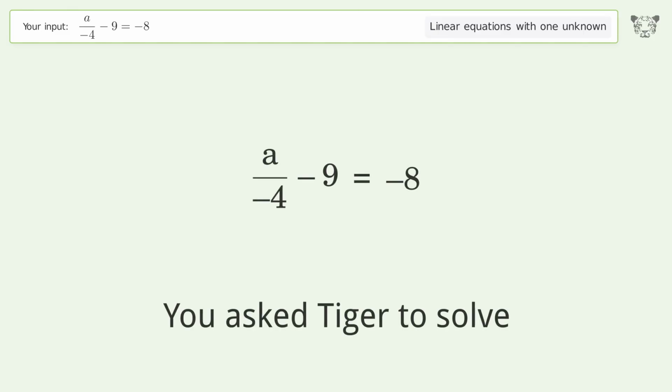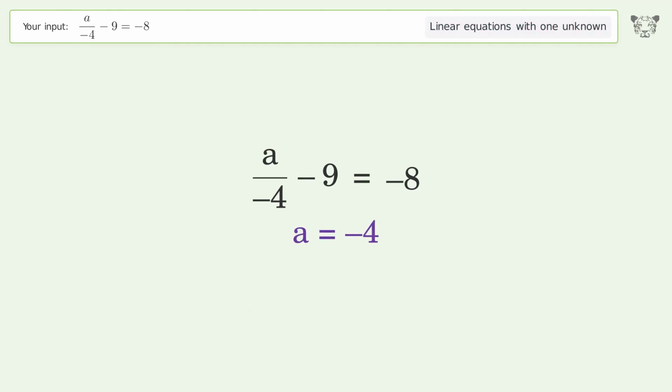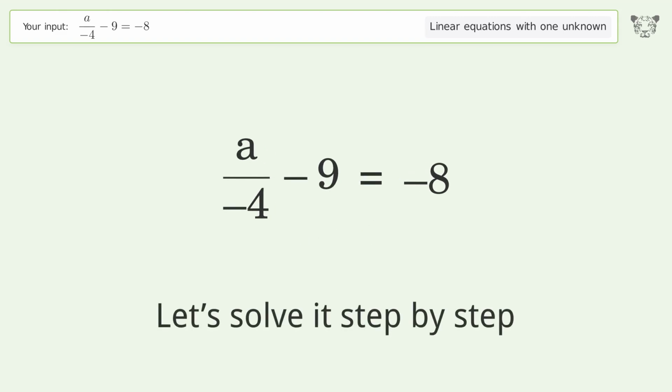You ask Tiger to solve. This deals with linear equations with one unknown. The final result is a equals -4. Let's solve it step by step.